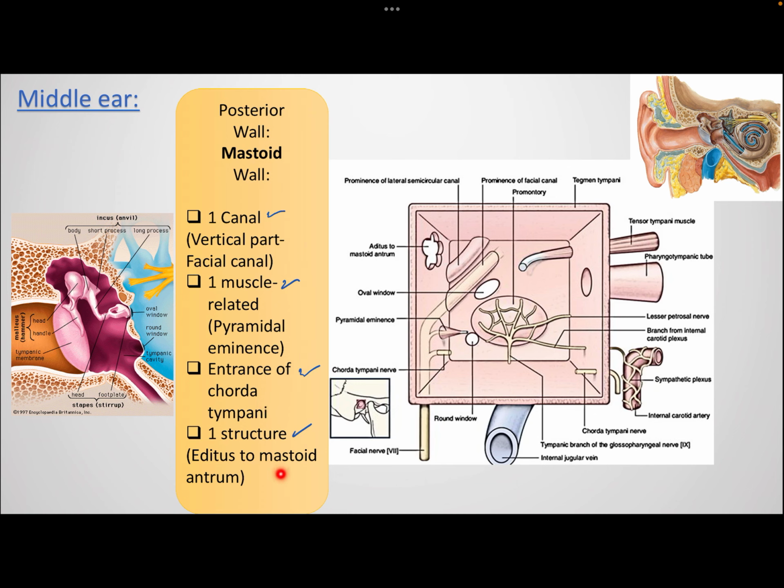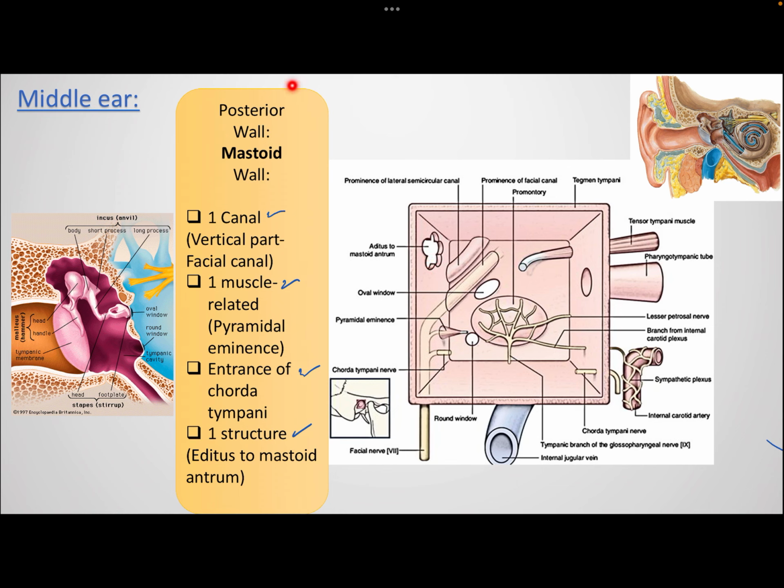The last thing is one structure in the posterior wall, the aditus to the mastoid antrum. Remember, guys, the posterior wall is the mastoid wall. Aditus means the entrance to the mastoid antrum. It's what takes you to the mastoid air cells inside. Okay, so this is the last structure we have in the posterior wall.